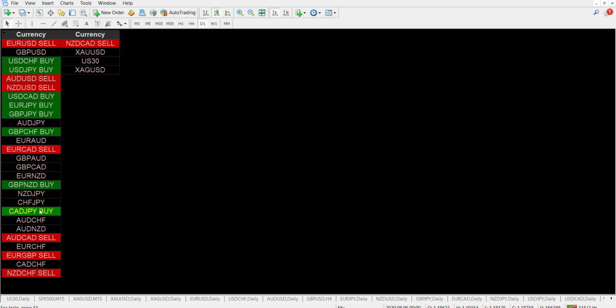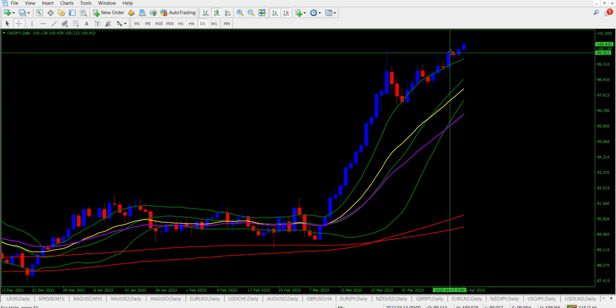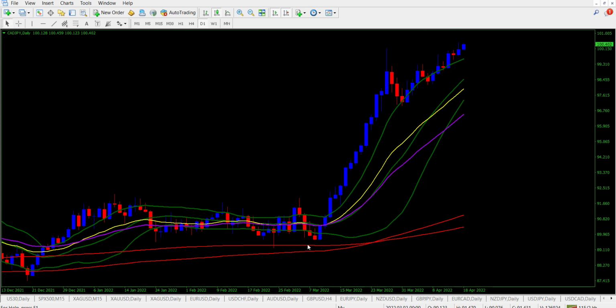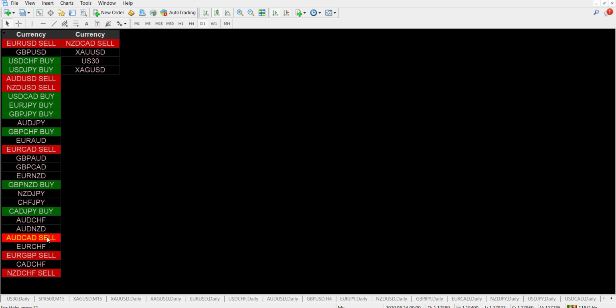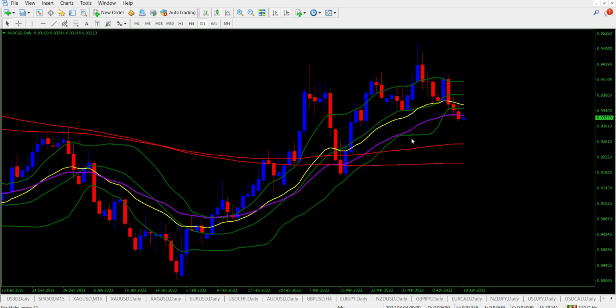The next is CAD yen. The CAD yen is in the breakout zone, and the overall trend is extremely bullish, so I will also put this pair on my radar, and if I find anything in the New York session, I will definitely take the trade in the CAD yen if I find any pattern or something like that. The next is Aussie Cad. The overall trend in the Aussie Cad is up, so I will just ignore this trade because it is against my system rules.